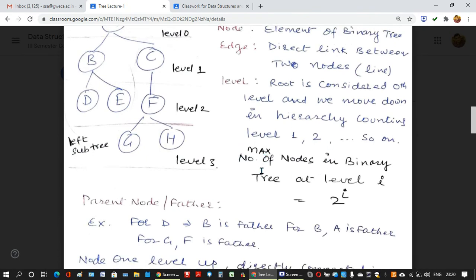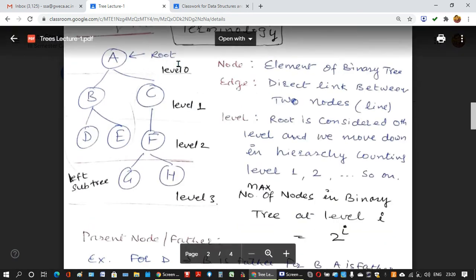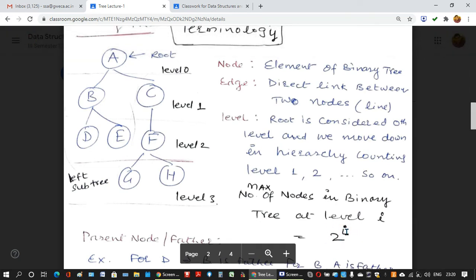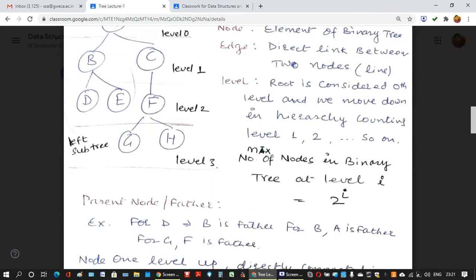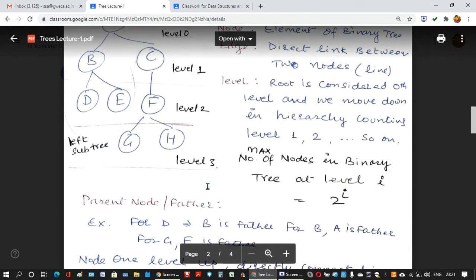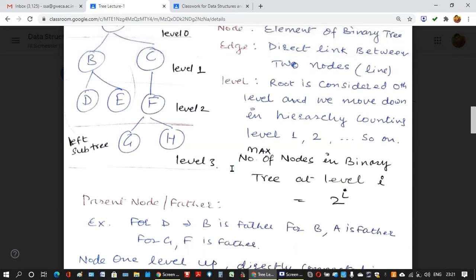Sometimes it is said, considering the root at level 1, what will be the maximum number of nodes at level I? So you are considering this level as 1, not 0. In that case, this formula will become 2 to the power I minus 1, because you are considering this at 1. So if specifically stated, you can consider that. This is sometimes context dependent, and you must be aware of this. But in general, we consider level 0 onwards.